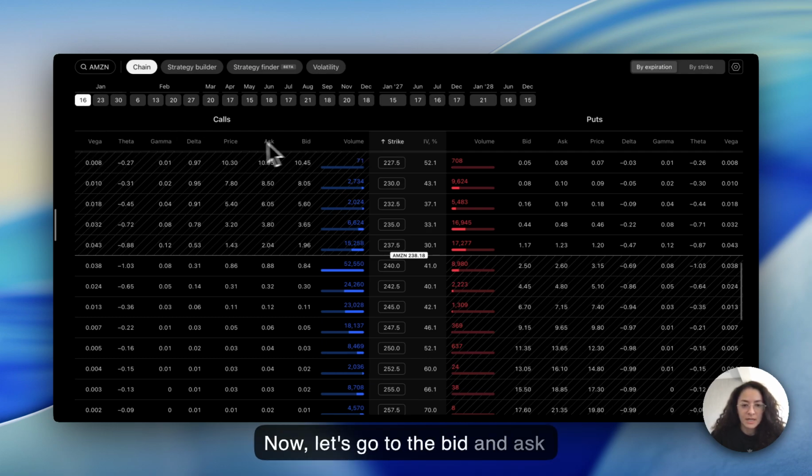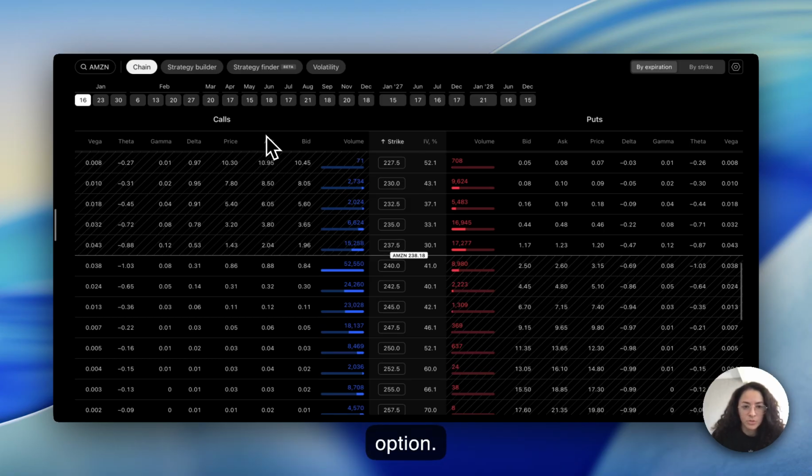Now, let's go to the bid and ask, because if we want to buy options, we need to have a look at the bid and ask, like we would do with stocks. So the bid is the highest price a buyer is willing to pay for the option, and the ask price is the lowest price a seller is willing to accept for the option.